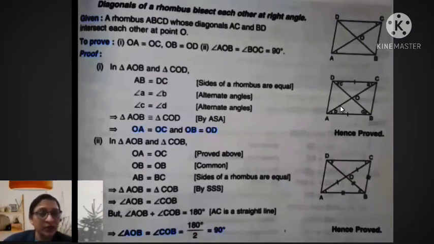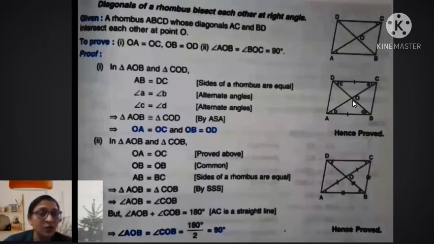In the first case, the two triangles formed are AOB and COD, in which side AB equals side BC. These are the equal sides of the rhombus. Angle A equals angle B and angle C equals angle D, since both are the alternate angles formed due to the cutting of the parallel sides by the diagonals. As a result, triangle AOB and triangle COD are congruent, proved by the angle side angle test.